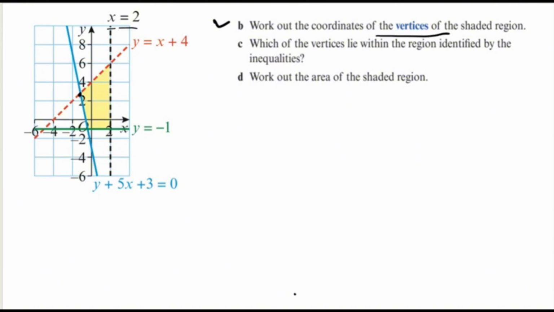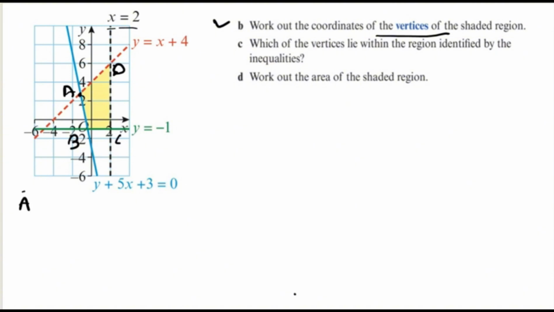Work out the coordinates of the vertices of the shaded region. So the shaded region is a quadrilateral. So we have to find 4 vertices for this shape. We can label this vertex A, this is B, this is C, and this is D. Now how to find the vertices? First check the intersection point and which 2 lines are intersecting, and we have to equate these 2 lines.